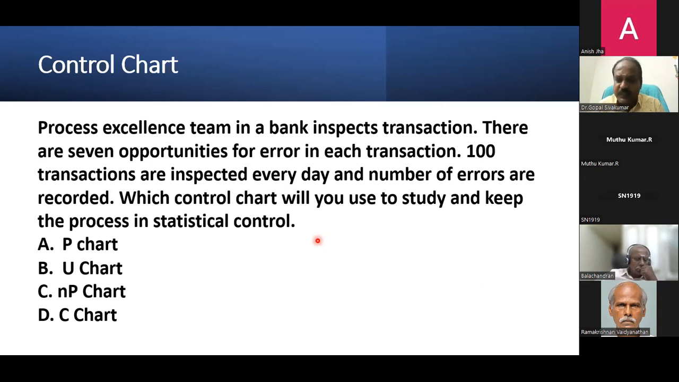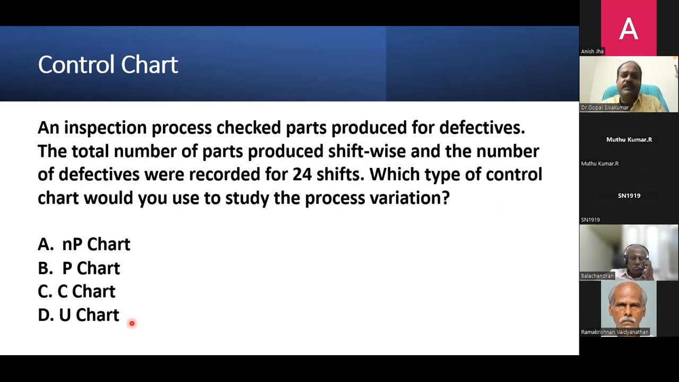Now your option is restricted to C and U. Can you see that, all of you? Every day you are checking exactly 100 transactions. There can be many transactions, but you are checking only 100. Your sample size is fixed. Now you have to use the C chart. Control chart, don't get confused. Just think with the basics, that's all. One side is defect, the other side is defective.